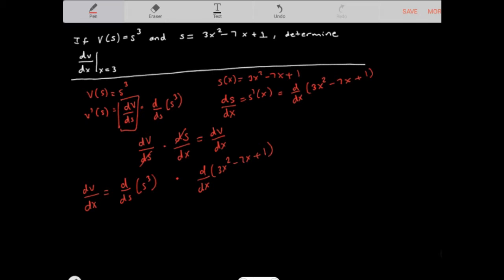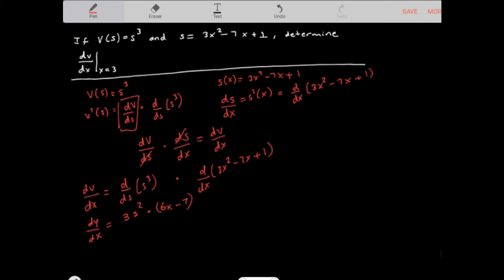Okay, so when we're doing this, we're basically going to find the derivative of each with respect to each of the variables. So we have s cubed, the derivative with respect to s, so we get 3s squared times the derivative of this polynomial. We're going to be using the combination of the sum and difference rule. So we'll get 6x minus 7. Okay, so this is dv over dx.